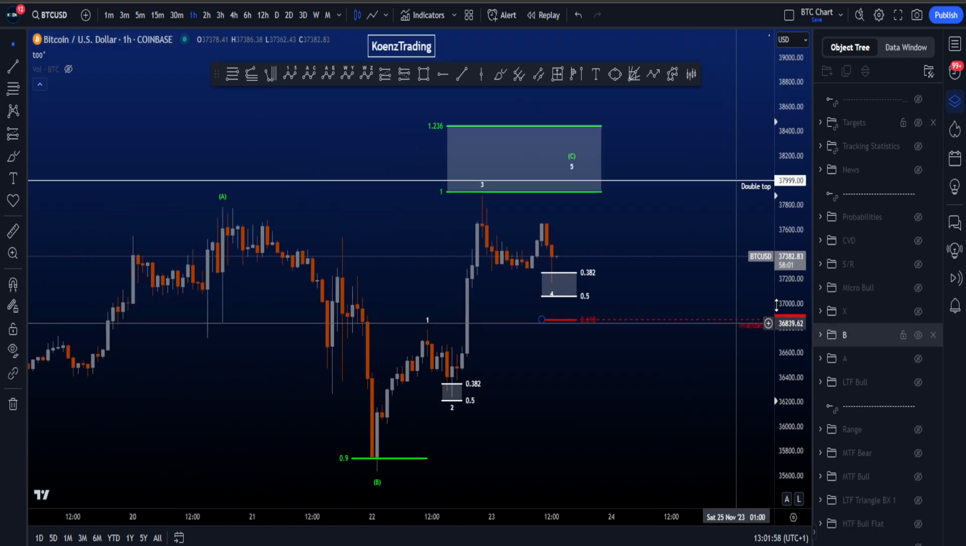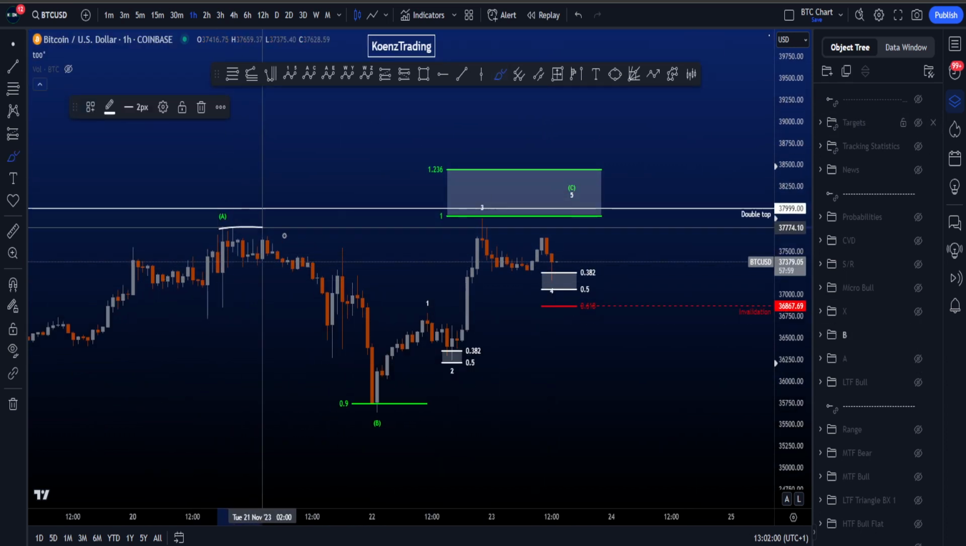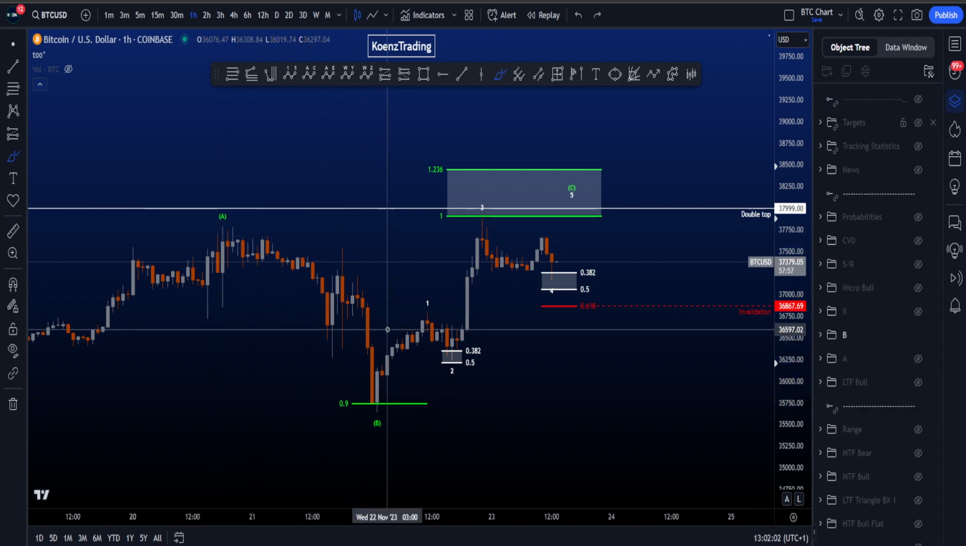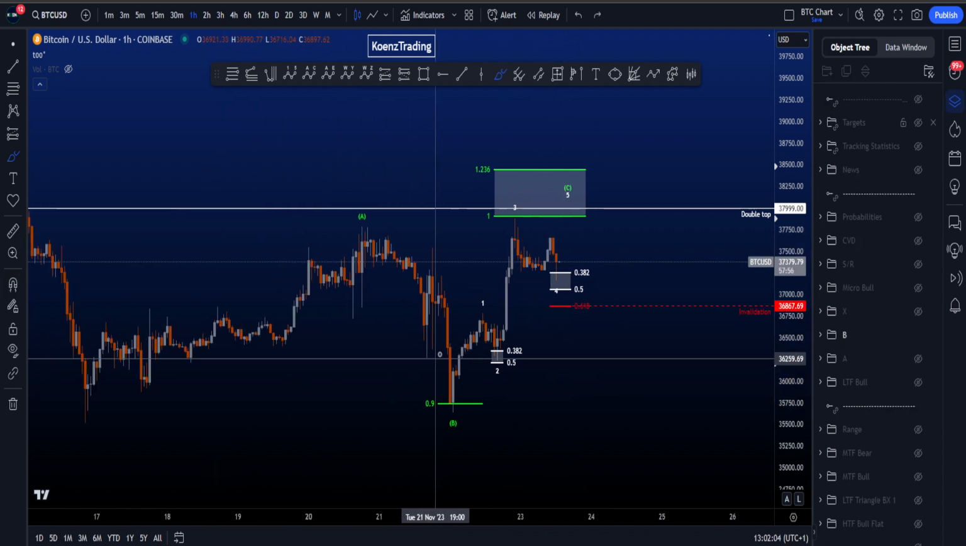If we then look at this move to the downside being a wave B, so a double zigzag in wave B, then we have to look for a flat in the other direction.